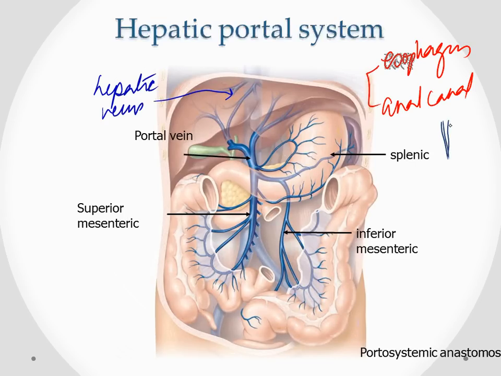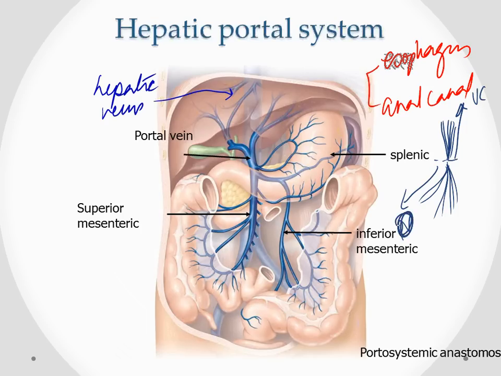So we have veins which drain one part of the esophagus and they're going upwards like this. And we have these veins which drain the lower end of the esophagus. They are going here towards the portal vein, and this is going towards the vena cava. So at this point, the blood goes in opposite directions.